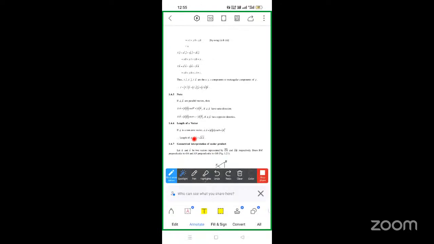Length of a vector. Let A be a non-zero vector. A dot A equals mod A into mod A cos 0, so that is mod A square. So the length of a vector A equals root over A dot A.